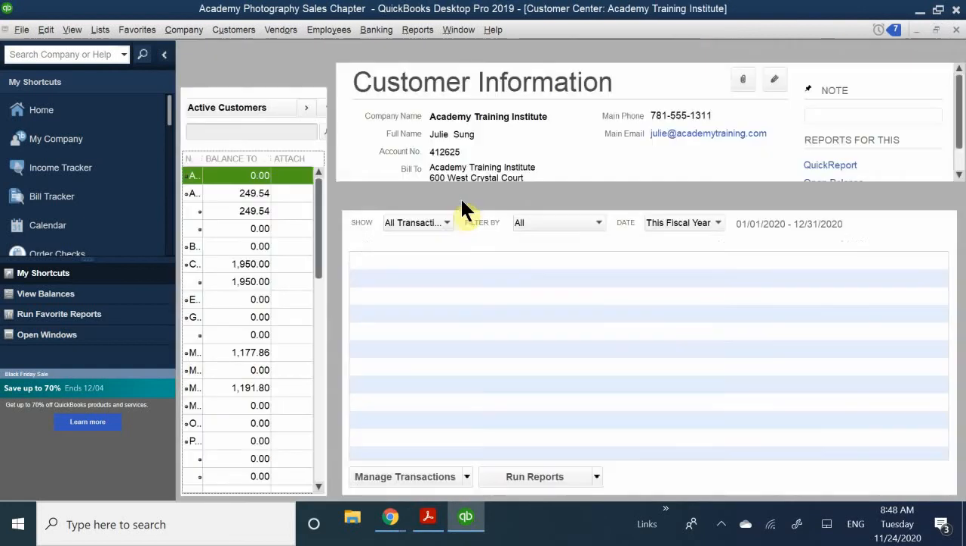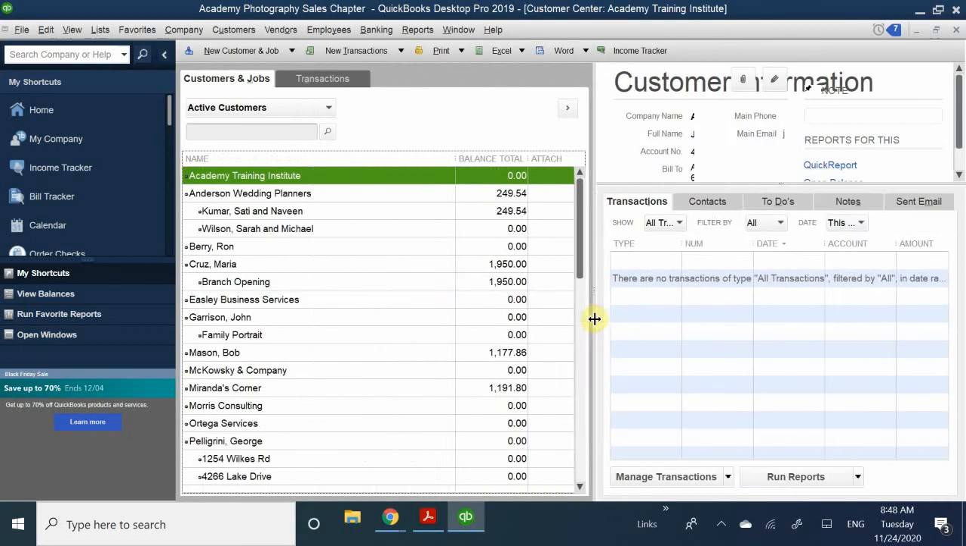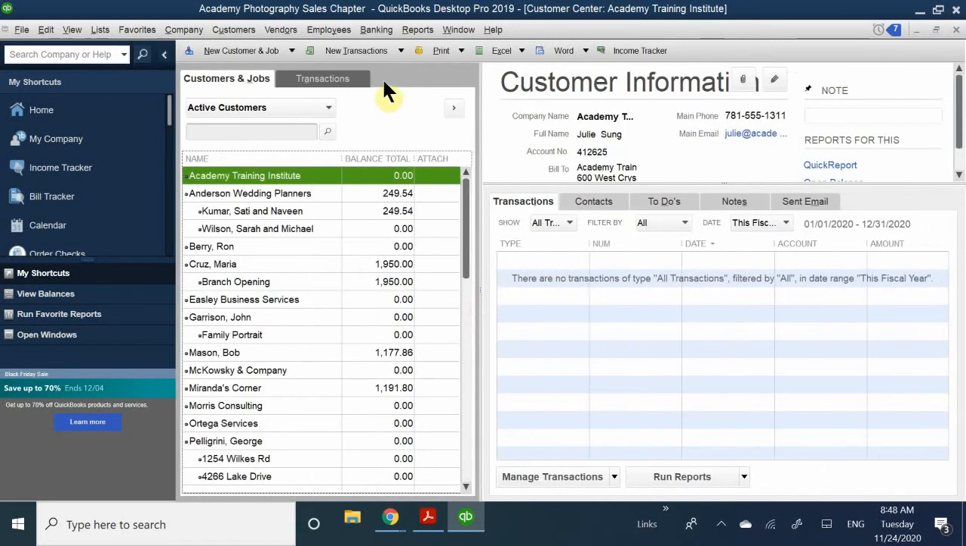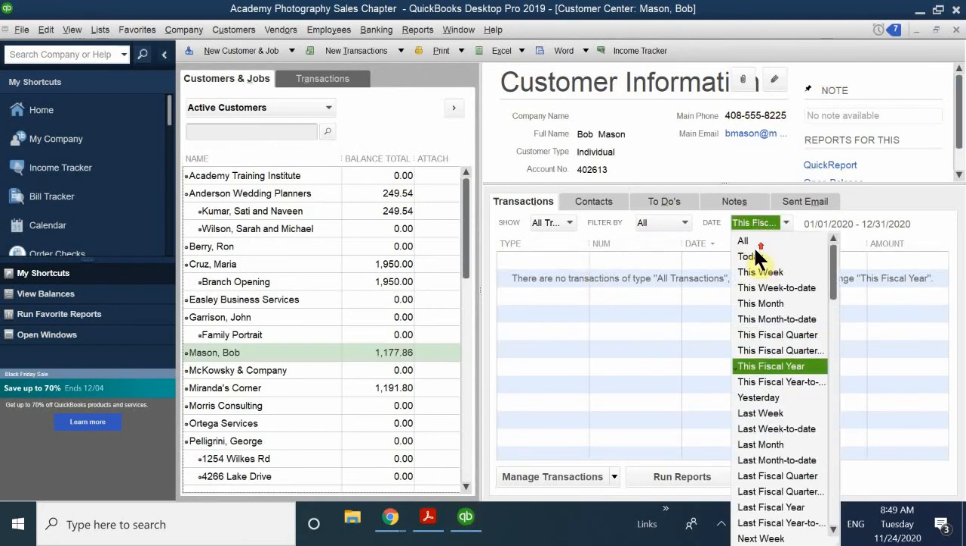customer center. So again, by clicking that customer tab right there, you can adjust your screen accordingly. So again, similar, if not identical to your vendor's list. You have a list of all your customers here with their associated balances, right? You have general information. If you click on, let's say, for example, I click on Mr. Bob Mason. He's a friend of ours. You could see a quick synopsis or summary of his information right here.